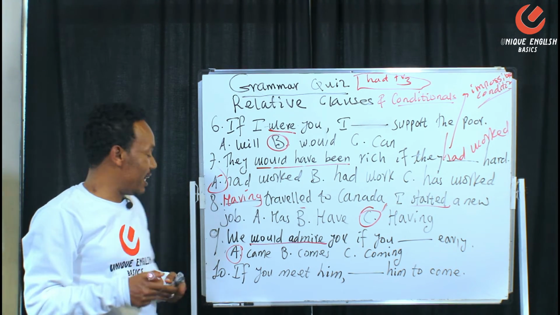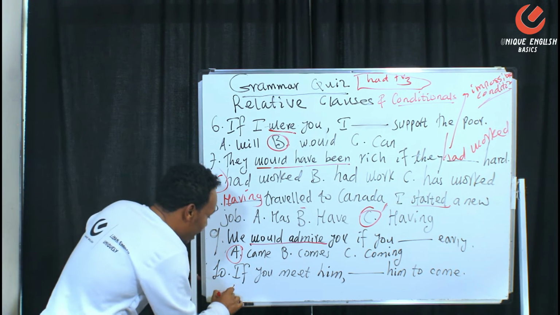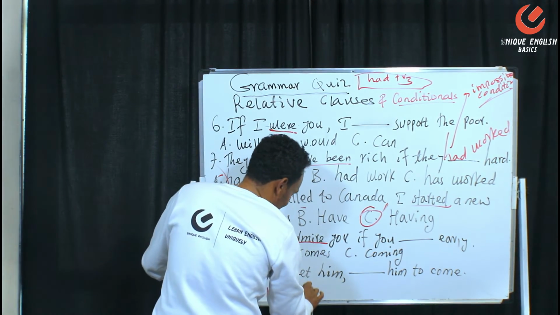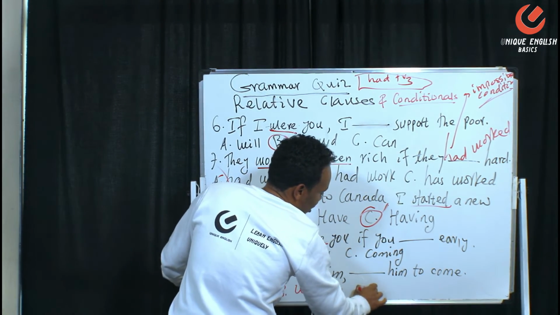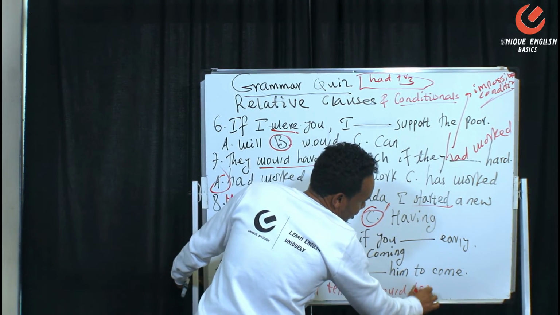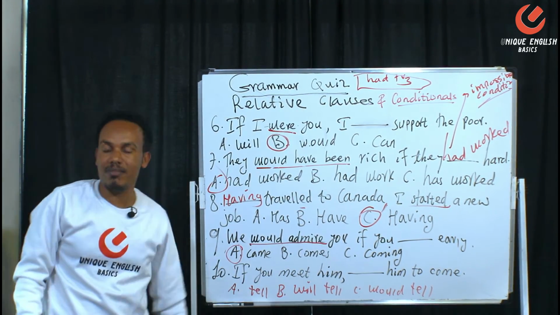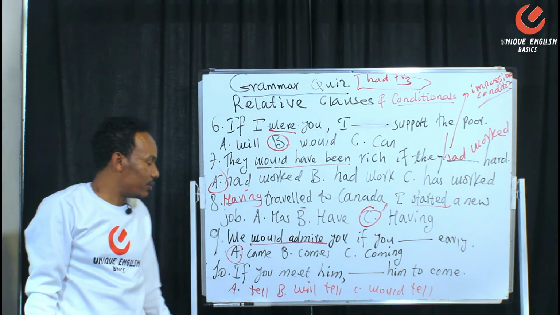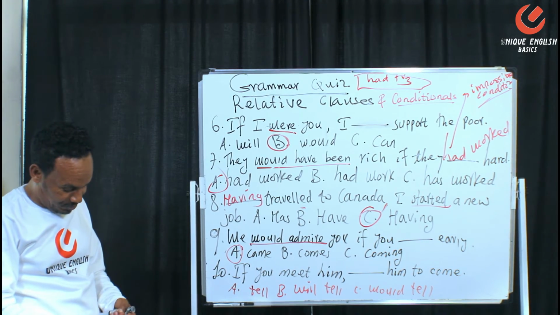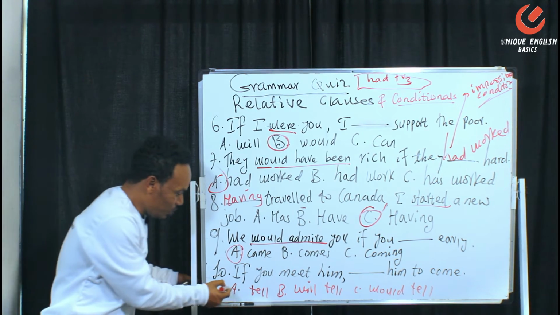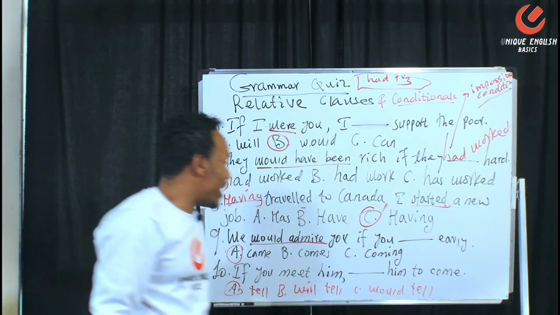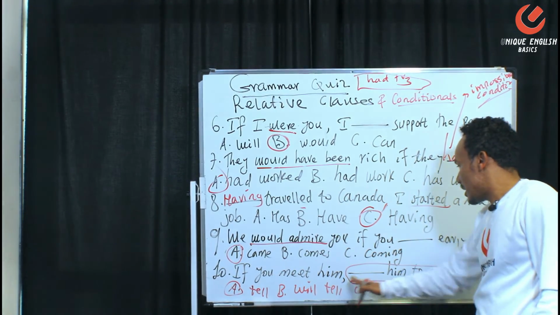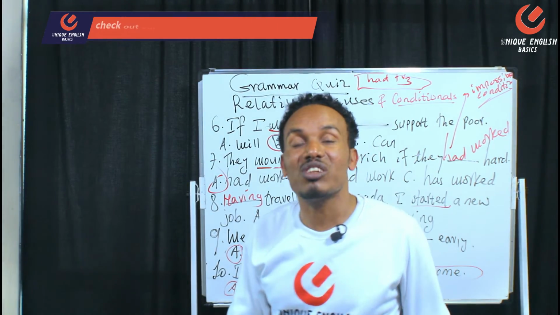All right, okay. If you meet him, dash him to come. I'm not giving you the options here, but let me give them: A tell, B will tell, C would tell. What is the answer? If you meet him, dash him to come. Tell him to come. Why? This is an instruction or command, yes or no? It's not about the if clause; here, what is the main clause? It's an instruction, yes or no?